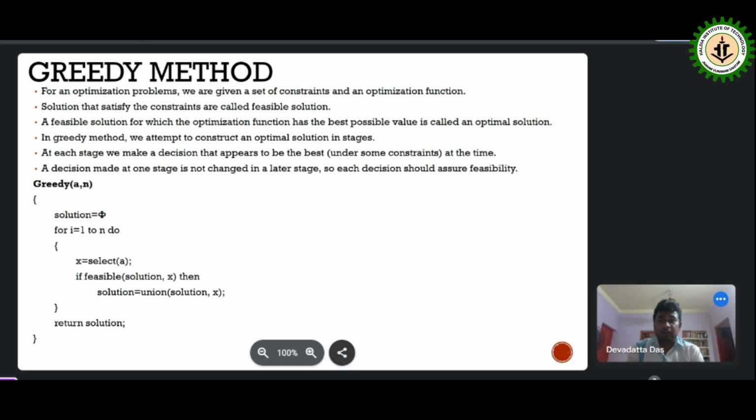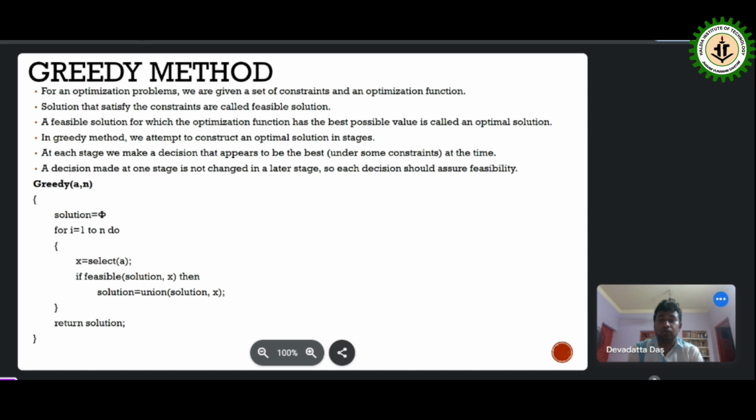In the greedy method, for an optimization problem, we are given a set of constraints. That means we are given many values, and then we find the optimal solution. For calculating the optimization value, we have to find the feasible solution. Feasible solution means the best possible value. So for finding the optimal solution, we have to find the feasible solution.